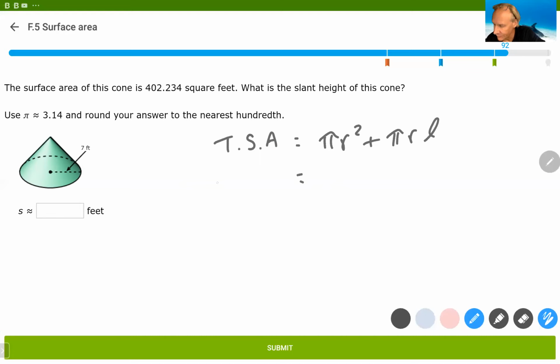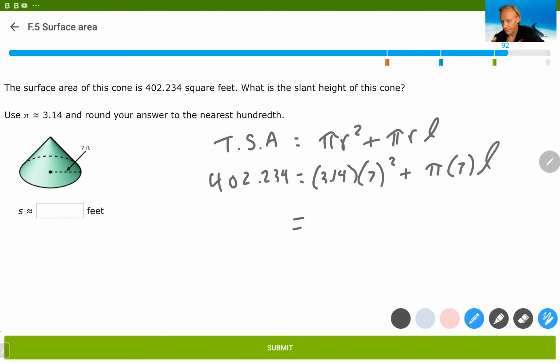They told us the 402.234. Pi is approximately 3.14. The radius is 7. And they're looking for the slant height. So let's simplify this and solve. Diagram, labeled, formula, substitute inside parentheses, simplify.